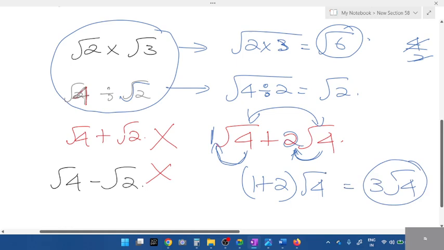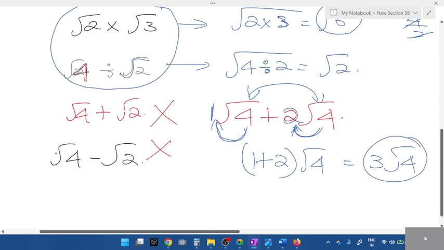You can add and you can subtract if it was like this. 2 root 4, 3 root 4, students. 3 root 4 minus 2 root 4. If the root values are same, root 4 and root 4 are like terms.